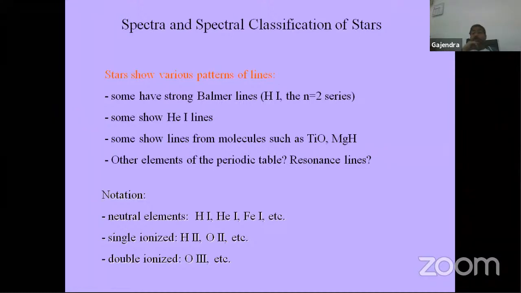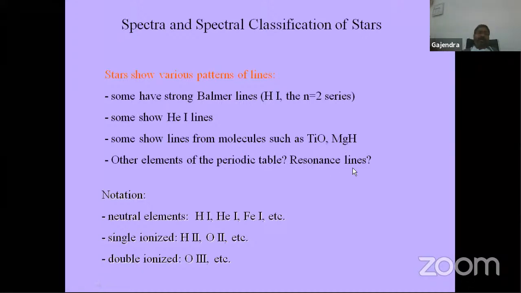As I told you, hydrogen is the most abundant species, so most of the stars will have strong Balmer lines, the lines originating from n equal to 2 to 3, 2 to 4, 2 to 5. Balmer lines are the transitions down to n equal to 2. Again, it depends on the temperature. Some stars show helium lines, some show lines of molecules such as titanium oxide and MgH.